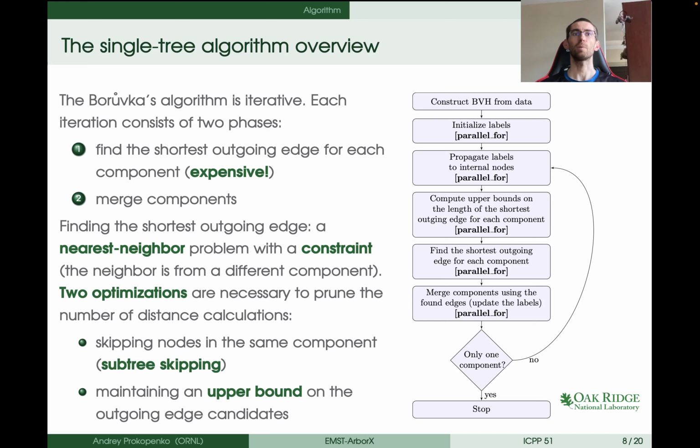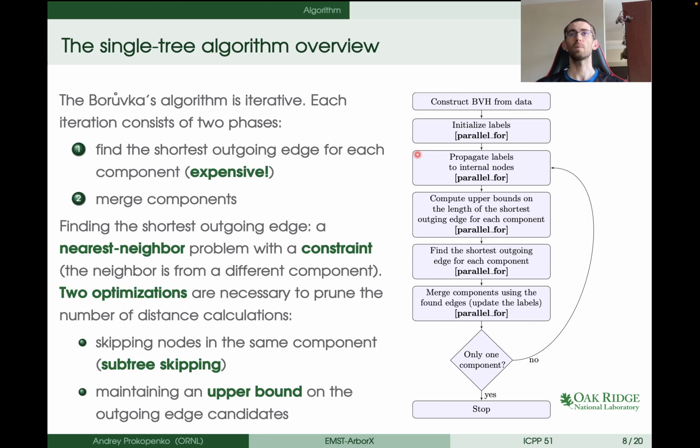And we'll talk about two optimizations that are necessary to prune the number of distance calculations. If those optimizations are not done, then on the later Borůvka iterations, the cost of the algorithm becomes quadratic and it becomes infeasible. On the right, I show the general flow of the algorithm. The first two phases are construction of the bounding volume hierarchy, which is the search index that we use in this work, and then initializing the labels, essentially initializing components with a single vertex. The next few steps are performed in a loop. Each sequence of 4 steps is a single Borůvka iteration.